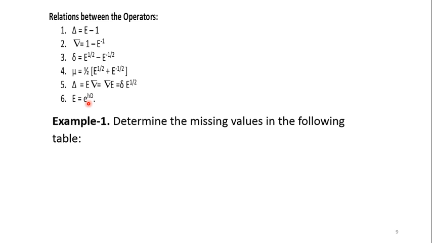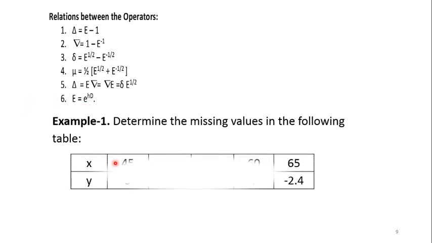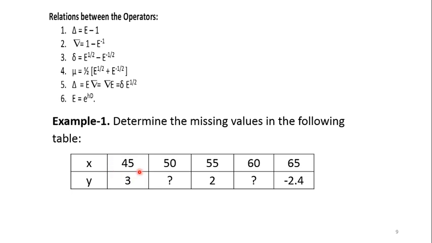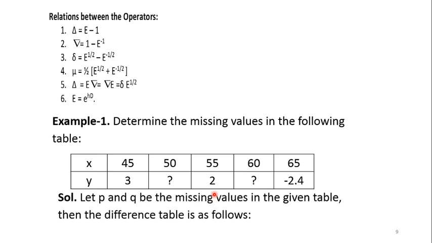Let me come to estimating the missing terms in the given tables. Suppose this is our given table having the corresponding values of x and y. Here two values are missing. We will assume these unknown values as p and q. Let p and q be the missing values in the given table. Then the difference table is as follows.